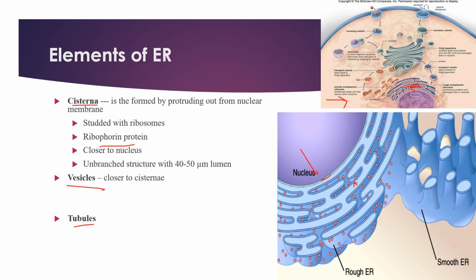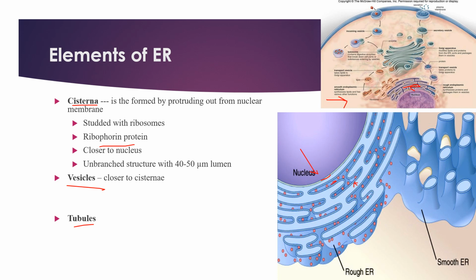And next, it is an unbranched structure with a 40 to 50 micrometer lumen. This is not a branched structure, this is the unbranched structure. And what is lumen? Lumen is the inner space, the inside of the cisterna. So the diameter of the lumen of cisterna is 40 to 50 micrometer.